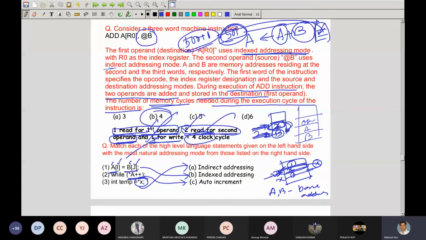In the question on addressing modes, I will give some questions like this, and you have to match them with the different addressing modes also. Is it clear?